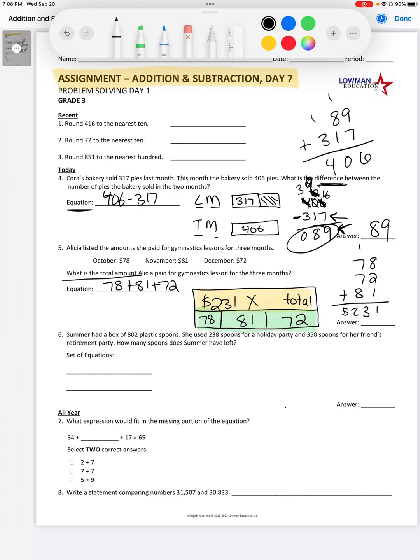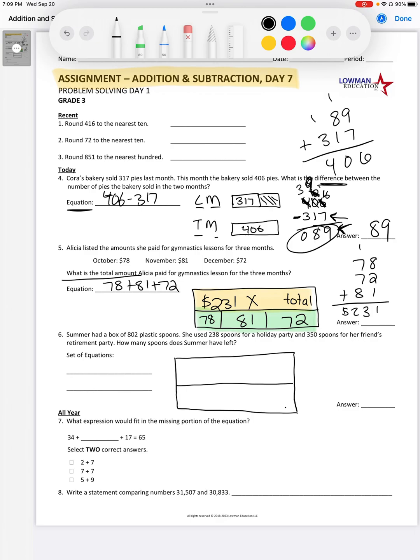All right, problem 6. Summer had a box of 802 plastic spoons. She used 238 spoons for a holiday party and 350 spoons for her friend's retirement party. How many spoons does Summer have left? Again, I'm going to draw a strip diagram because this will be on the test coming up. It will be on many, many tests. And it's very useful for organizing information. It just takes a minute to learn.